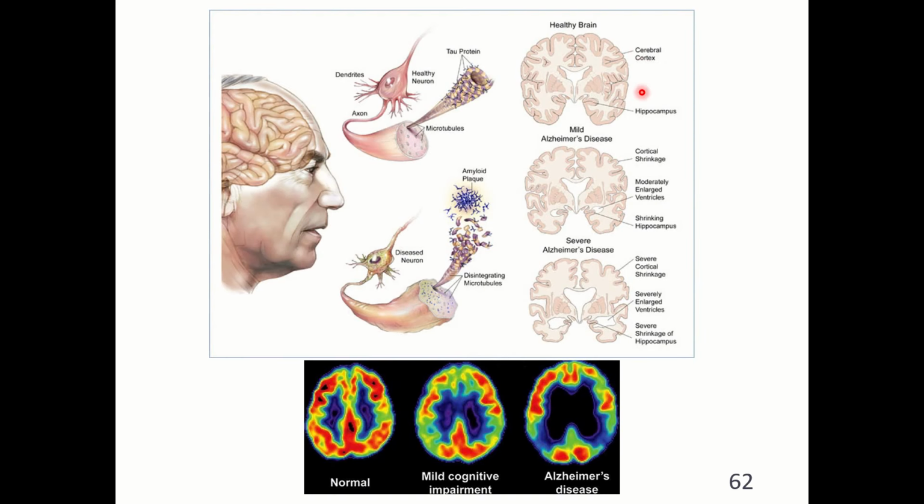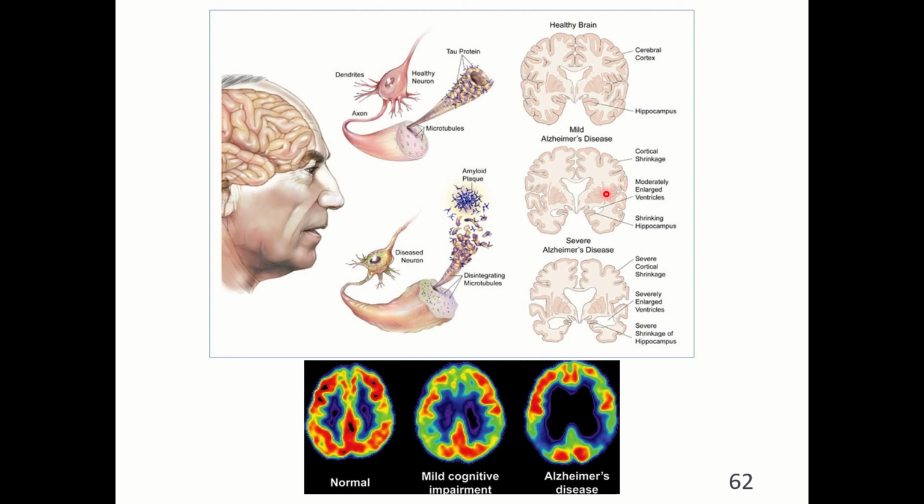This illustration shows a healthy brain with a normal MRI and PET scan. This is the metabolic scan here. That's what a PET scan shows, metabolic activity. So here we see the normal metabolic activity and then the illustration of the healthy brain.